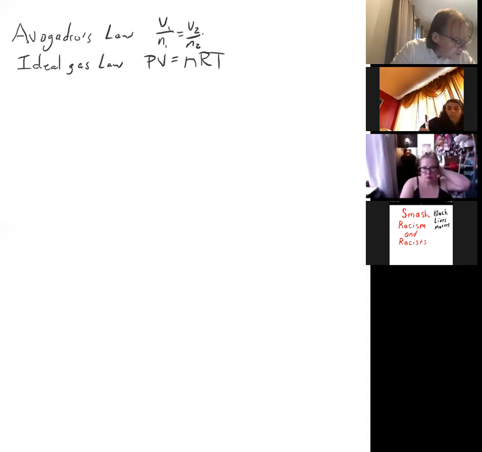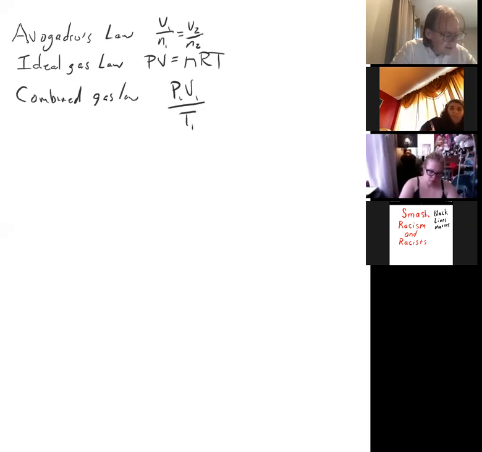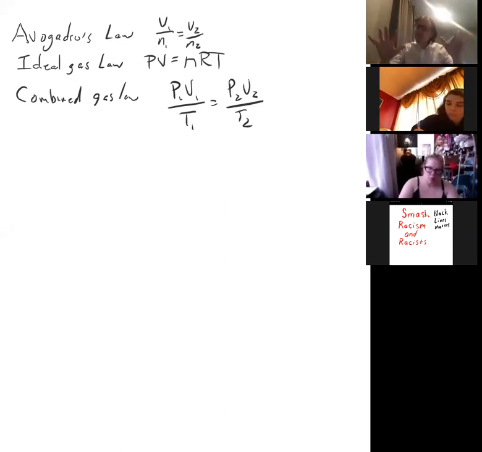And then there's one more, which is called the combined gas law, which is P1 V1 over T1 equals P2 V2 over T2. Essentially, with that one you're combining Boyle's law and Charles's law into one law. All of them combined together is called the ideal gas law. So we'll look at those tomorrow. And then we'll start looking at some more detailed problems where we have to do chemical reactions. We'll add some chemistry to it as well.